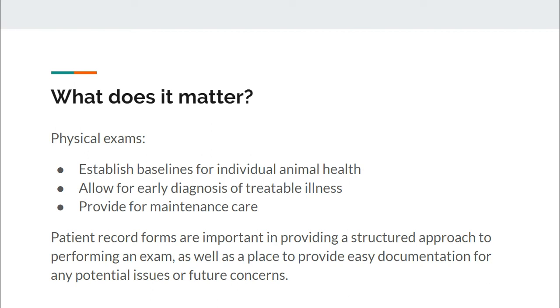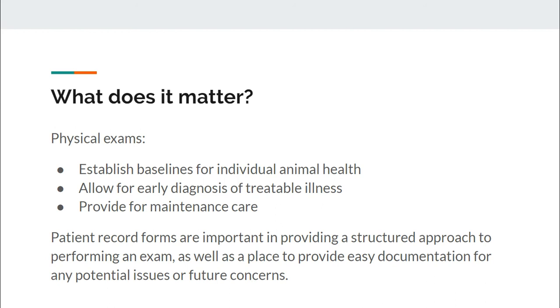It also allows us to do maintenance care. So thinking about some of those things like taking care of teeth, watching the weight of an animal before it becomes a concern. Okay? Patient record forms then contribute to all of those things. They provide our veterinarian or a farrier or a groomer or whatever the case may be a really structured approach to examining that animal. Okay? It's showing them all of the things that they need to make sure that they check through, make sure nothing is missed. It also acts as a really easy way for them to provide documentation about, hey, I see this starting, let's keep a watch on it, or this could be something that's a concern in the future. So they have those records to look back.